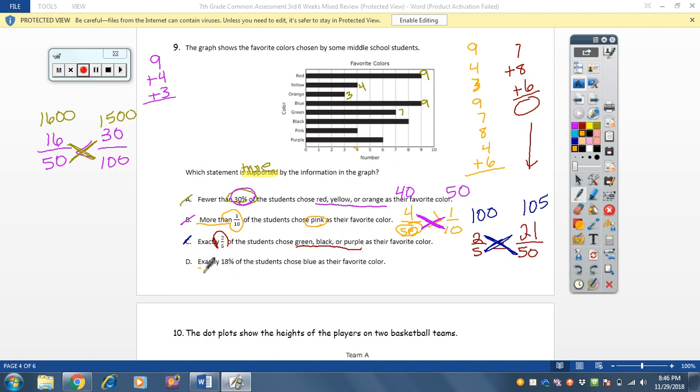D says exactly 18% of the students chose blue. So exactly means equals, and percent means 18 out of 100, right? How many blue do we have? You have to multiply 9 times 100 and 50 times 18. If they are equal, it's true. If it's not equal, well, we made a mistake somewhere. Haha.